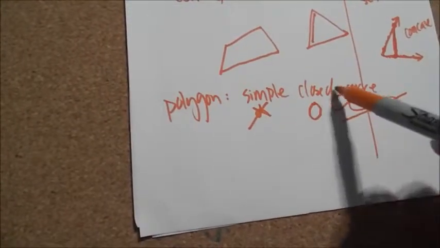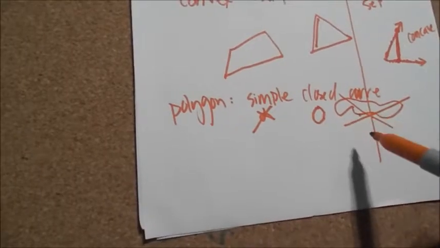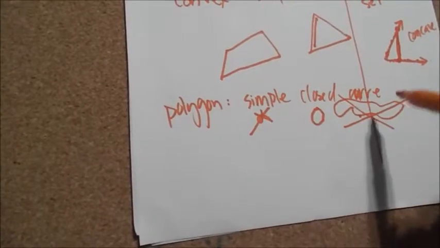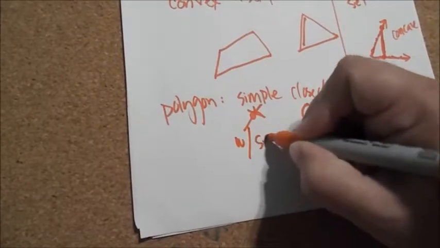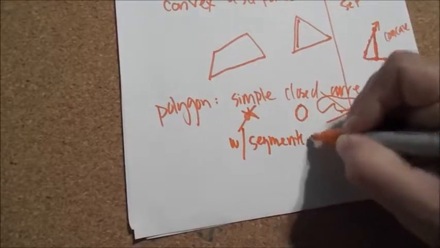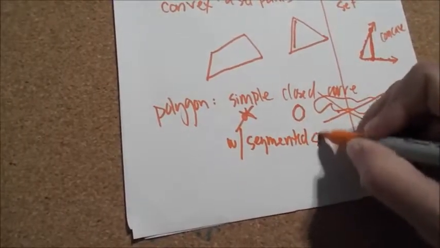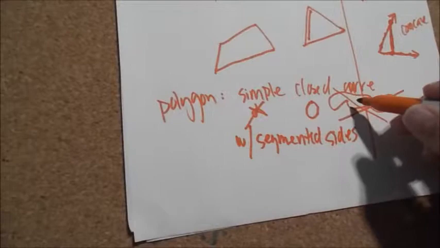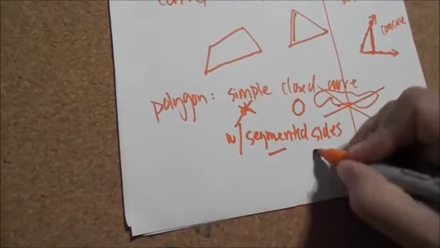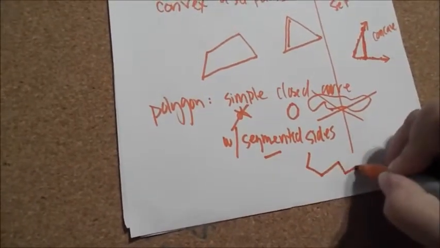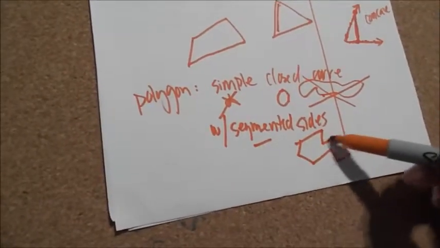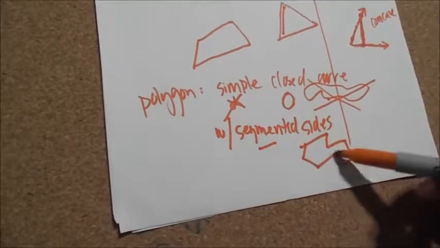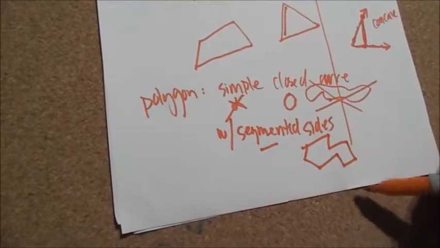So this isn't all of it, because this is not a polygon, even though that was simple and that was closed. A polygon is a simple closed curve, and you have to have segmented sides. A segment is a straight part. That could be a polygon because it all has segmented sides. It's simple, it never overlapped itself, and it's closed.